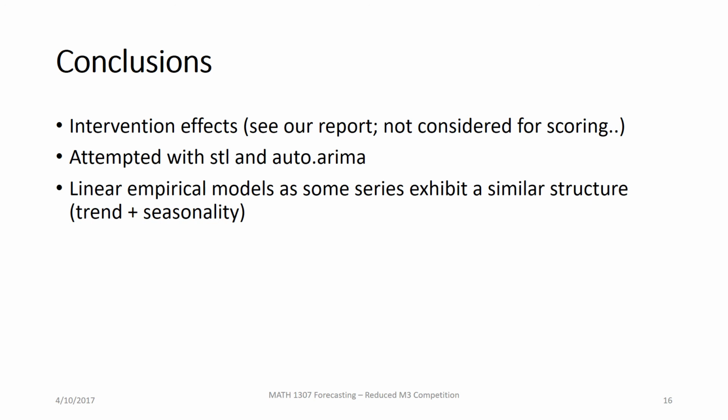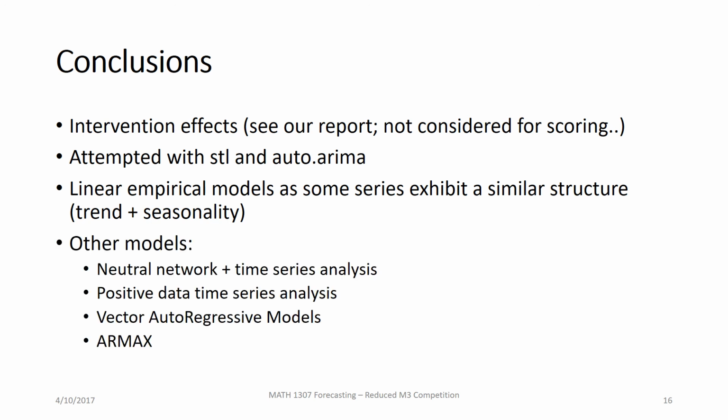And the next alternative would be a linear empirical model, where we can model some series which exhibit the same structures. And there are more sophisticated models such as a combination of neural network and time series model. And if you notice, most of the time series are strictly positive, so that may require different assumptions for the error terms. We also can model multiple time series with a vector autoregression model, and there's another one called RMAX proposed by the TSA package.